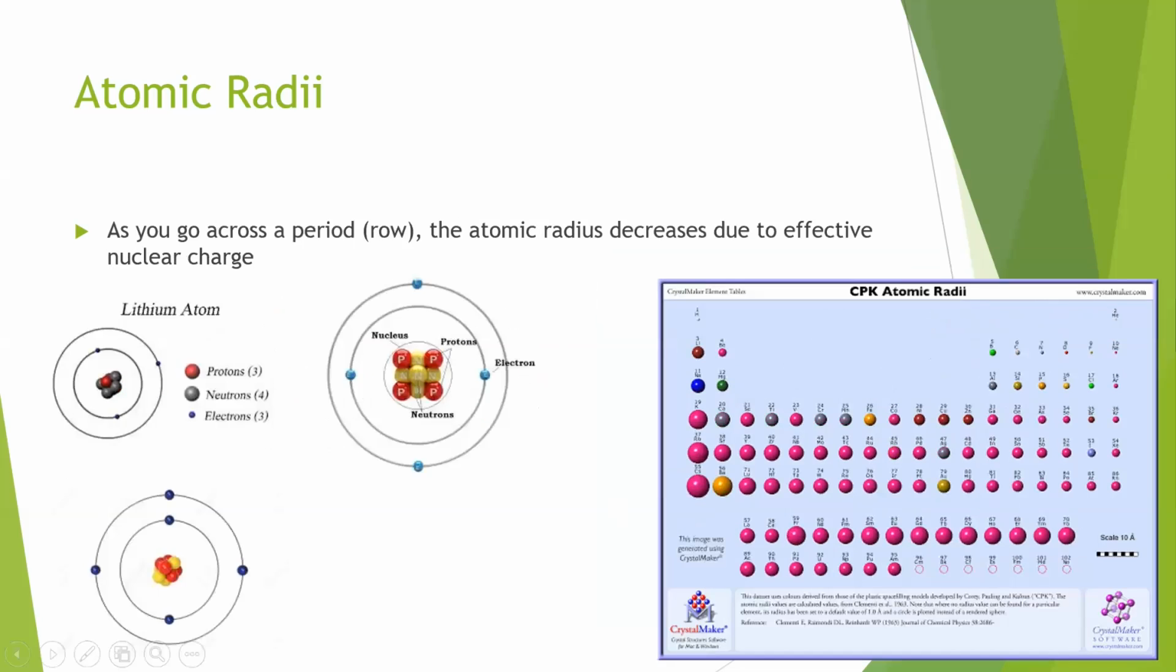However, as you go across the row, the atomic radii actually decreases. I see that I have a question.